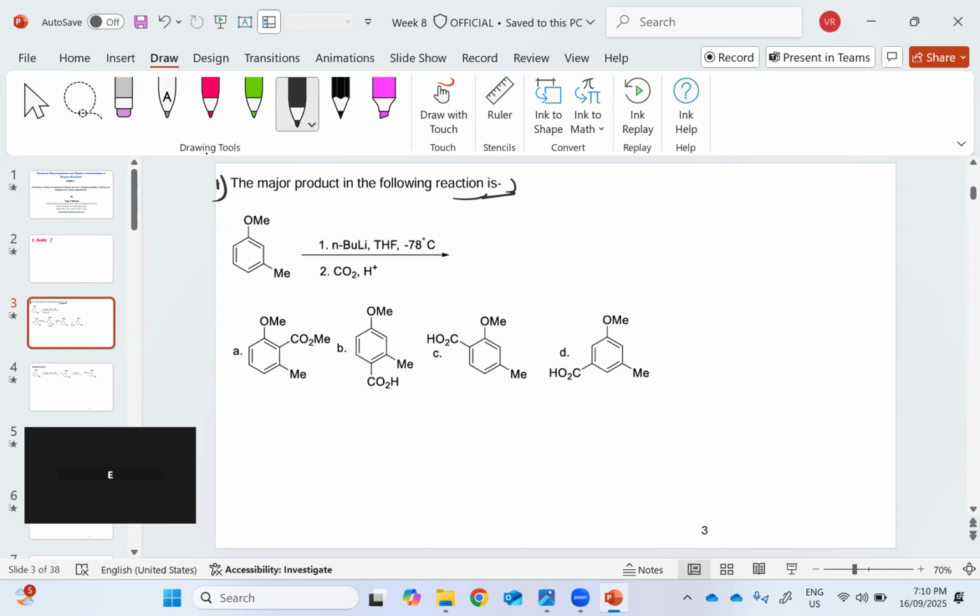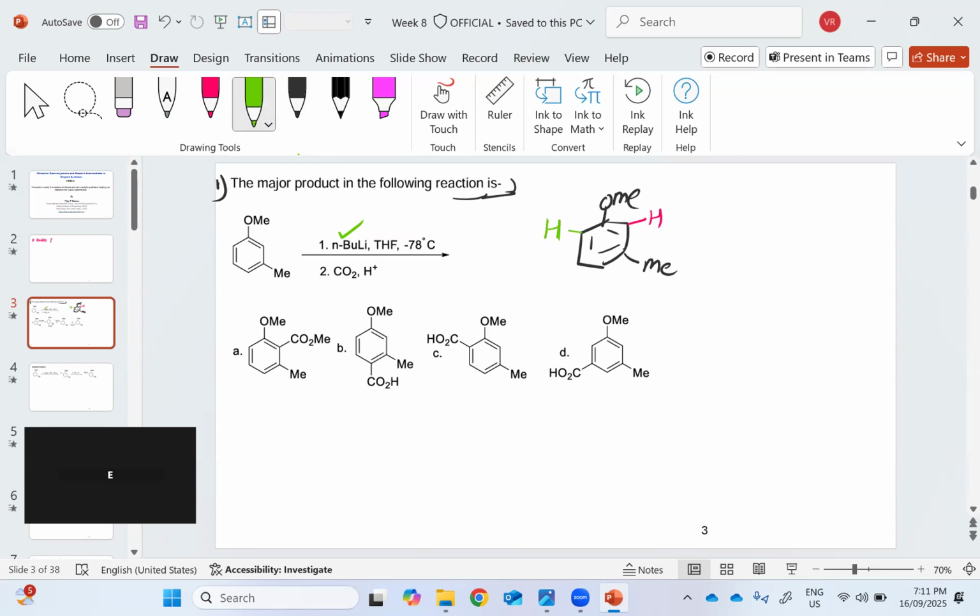We have been given the starting material, which is a benzene ring with a methoxy substituent and a methyl substituent, and the reagent is butyl lithium. This butyl lithium abstracts a proton. We have two different types of protons available for abstraction. The first one I write with a color code: one is the green one and another is the red one.